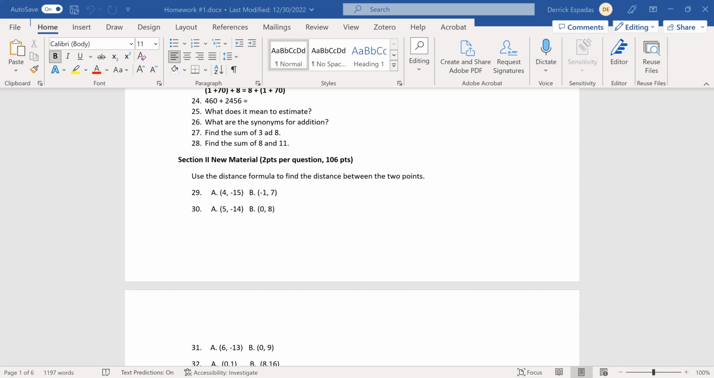It's 441. And then 441 plus 36 is 477. And then the square root of 477, we go to our calculator. And it is 21.84.